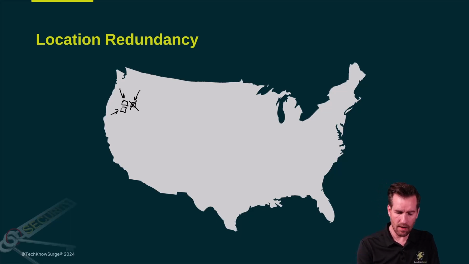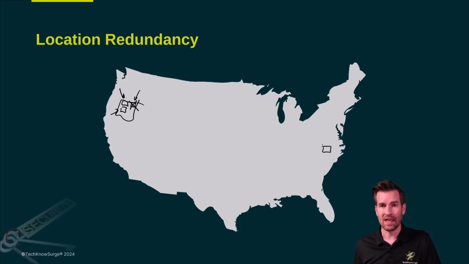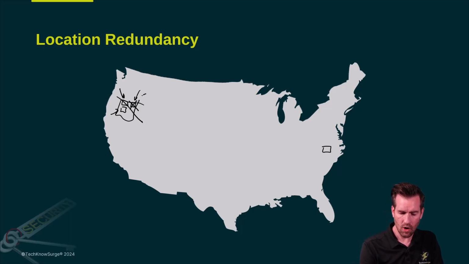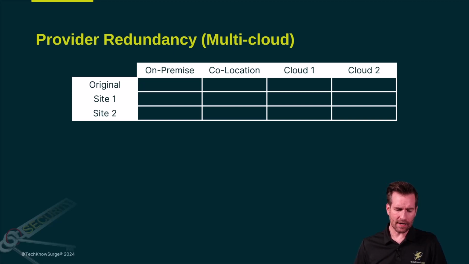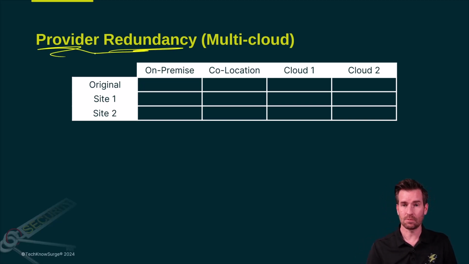But the problem is they were all in the same region. So what if there's a region-wide incident? So we also had a set of servers that were in another region. And so if these went down, we could go through a disaster recovery process to bring them back up in a whole other region. You may also want to consider redundancy amongst your providers.